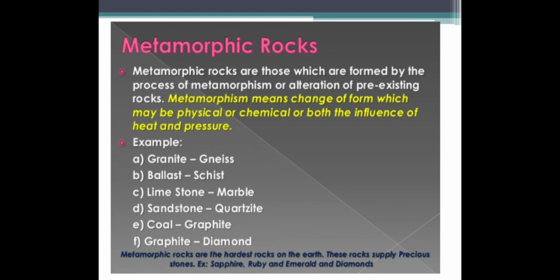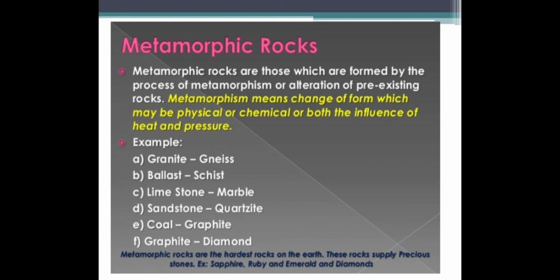Granite becomes gneiss. This is basalt, not ballast, B-A-S-A-L-T. That becomes schist. Limestone becomes marble. So limestone after some time with heat and pressure becomes marble. Sandstone becomes quartzite. Coal becomes graphite, and graphite becomes diamond. So all are familiar with diamonds. Metamorphic rocks are the hardest rocks on the earth.